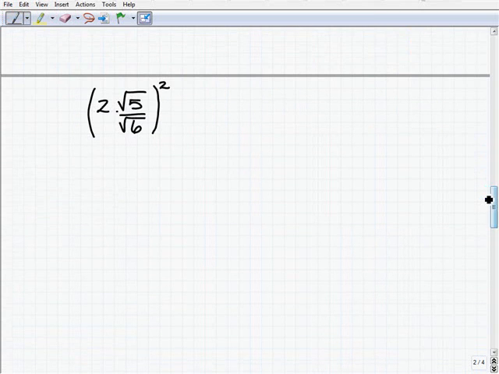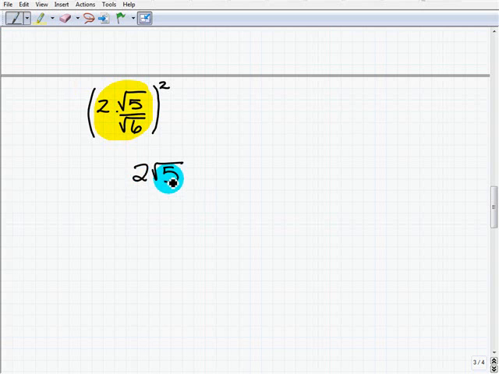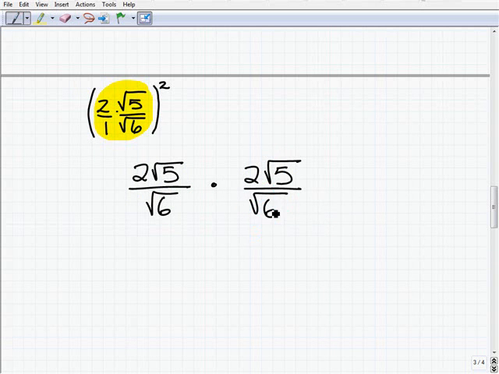Okay, so let's finish up with this particular problem. Here I'm squaring this radical expression, so I'm going to be multiplying 2 times the square root of 5 over the square root of 6 by itself. So let's go ahead and do that. 2 times the square root of 5 over the square root of 6. That's the same thing as this expression. Just notice that they're both the same. This is going to be 2 over the square root of 5 over the square root of 6.